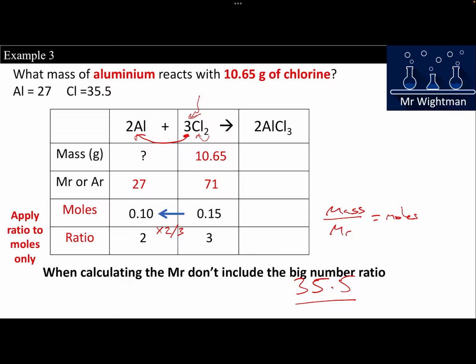Now that I have the moles of aluminium, I can work out the mass. Mass is equal to moles times, in this case, AR, but let's say MR. So 0.1 times 27, put the decimal back in, is 2.7. And that's the answer.